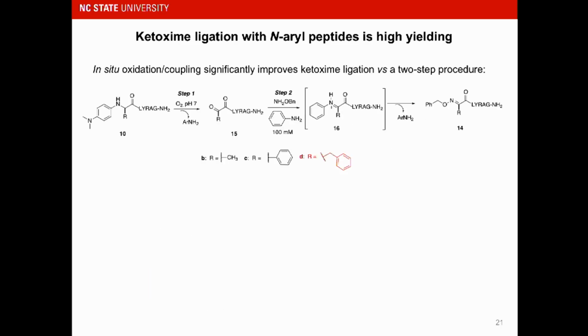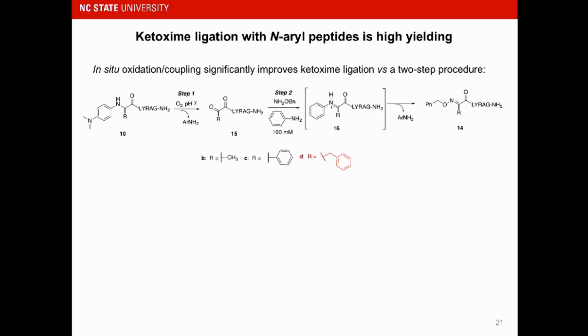Okay, and then at that point we also wondered, just to illustrate the ease and the importance of doing this one pot oxidation followed by oxime ligation, we took a step back and did this in 2 steps. So we took our N-aryl peptide, we exposed it in our first step just to oxygen, pH 7, let it oxidize and hydrolyze to the alpha ketoamide, and then in a second step expose it to the alkoxyamine to get to our oxime ligation product.